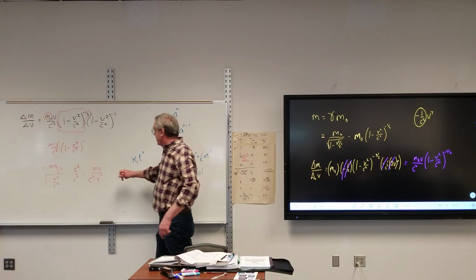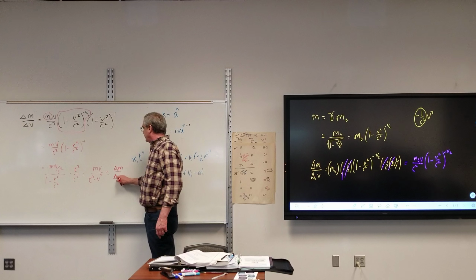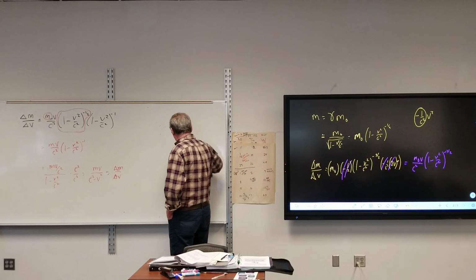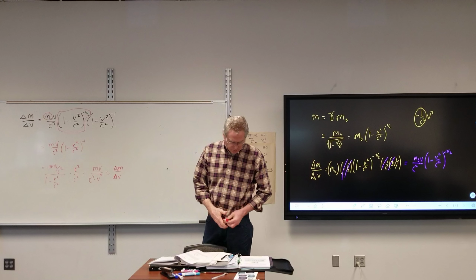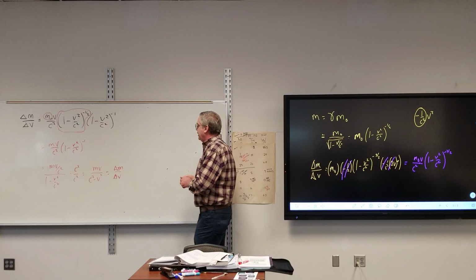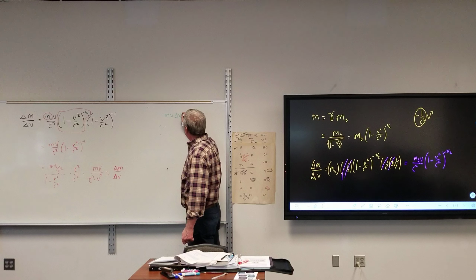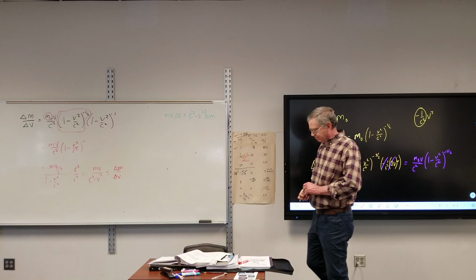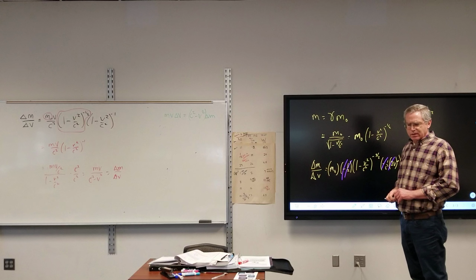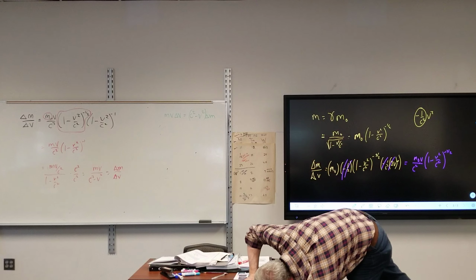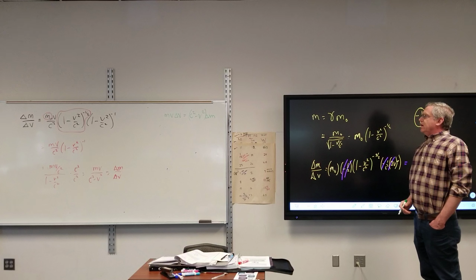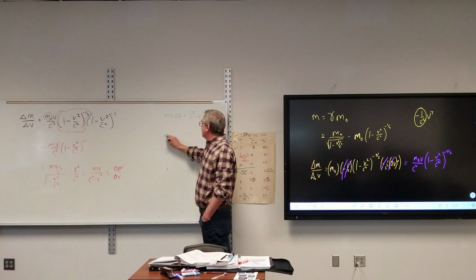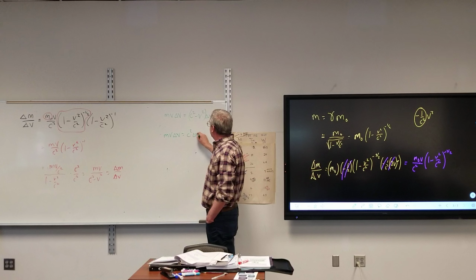I'm going to remember that this is equal to delta, the change in the mass over the change in the velocity. Cross multiply. And I have mv delta v equals c squared minus v squared over delta times delta m. Distribute. So I have mv delta v equals c squared delta m minus v squared delta m.